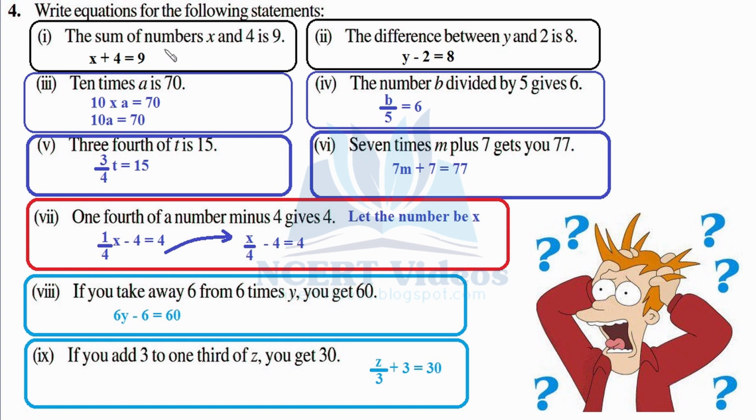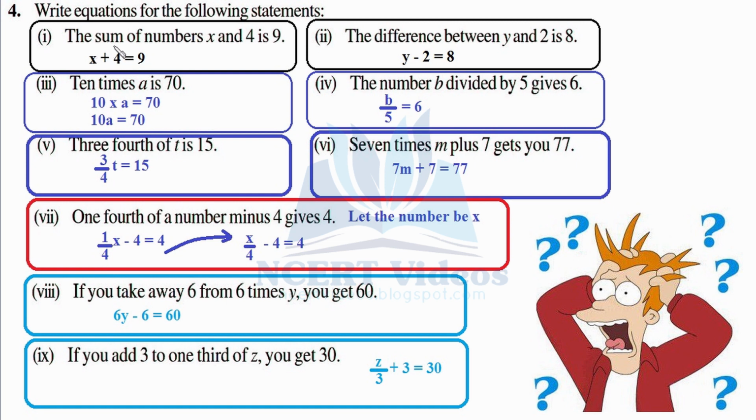First one, the sum of numbers x and 4 is 9. It is very simple. Sum means addition of what? X and 4. And you know that summing can swap its position. It doesn't matter if you write 4 or x first. Therefore x plus 4 equals 9. That is, x sum 4 gives you 9. Is means equal to. That is the equation.